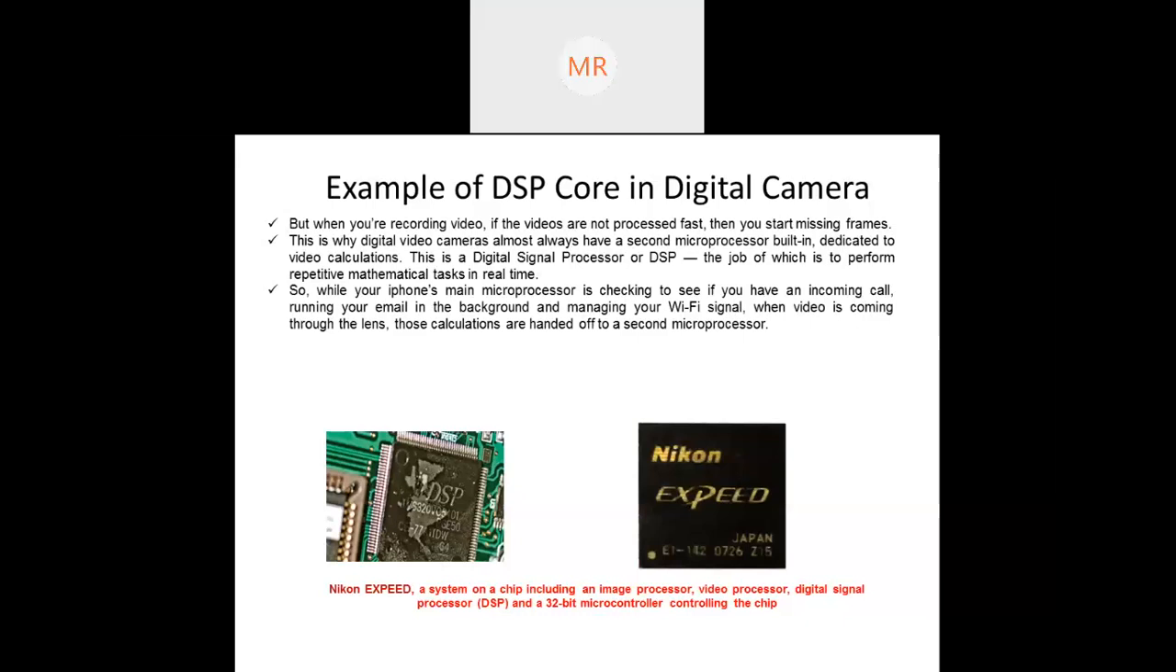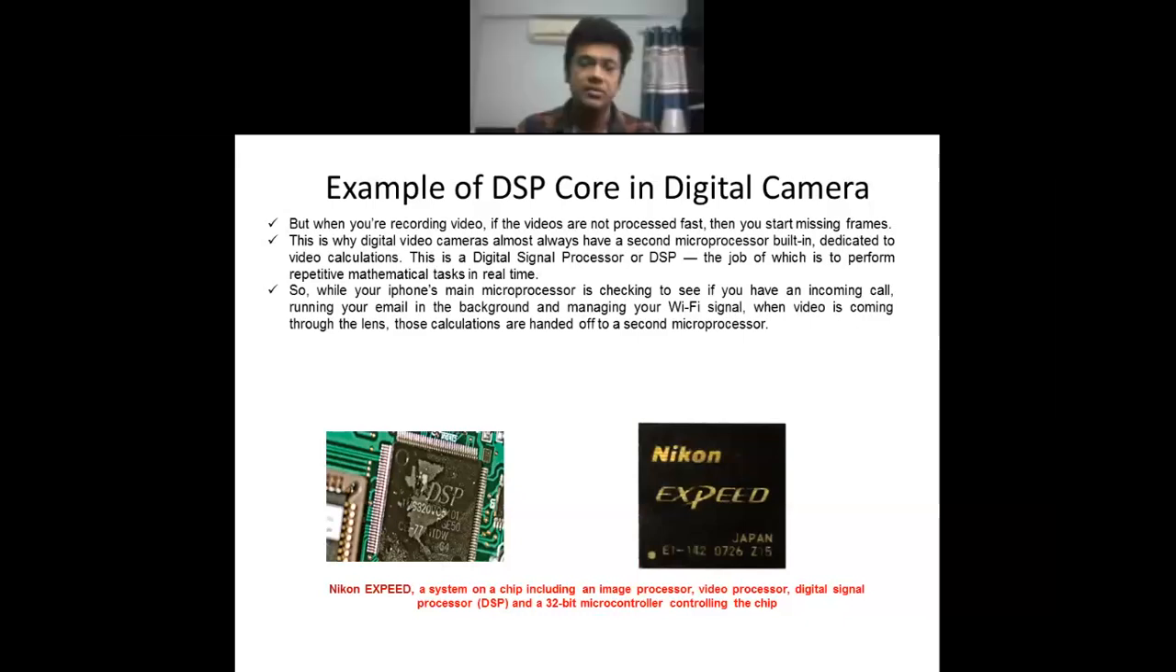One of the examples that you see in this figure is a Nikon XP, which is built as a SoC, which includes an image processor, video processor, DSP, and 32-bit microcontroller, all laid down on a single platform. So this entire thing is part of a digital camera, and is to be secured.